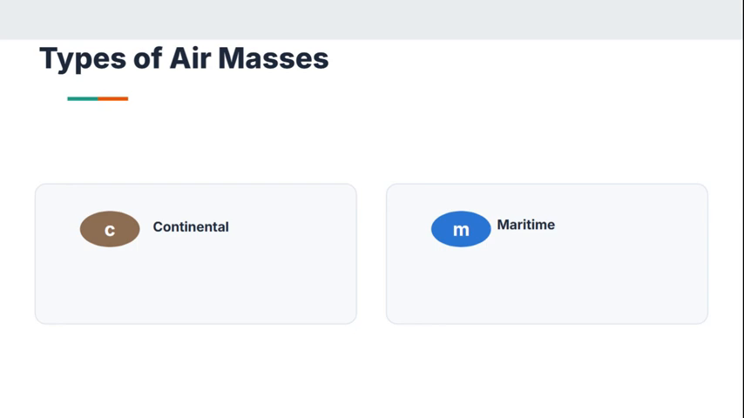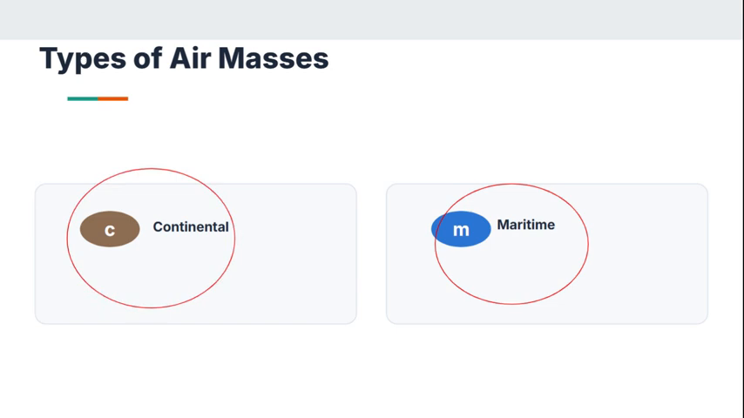On the other side, we have air masses that are formed over water. These are our maritime air masses. Maritime air masses have higher humidity because they have more access to water. These are the first two classifications that we are going to use to categorize our air masses.